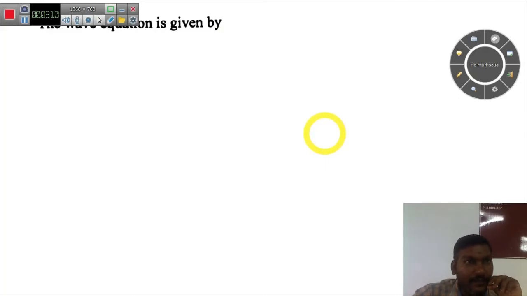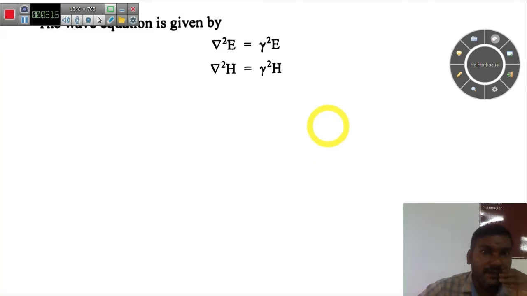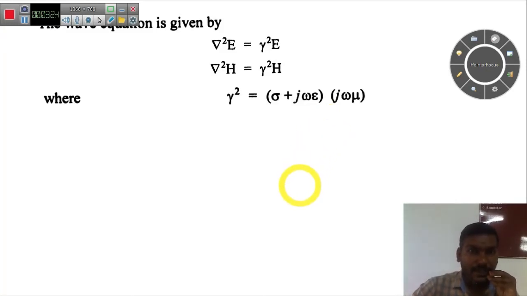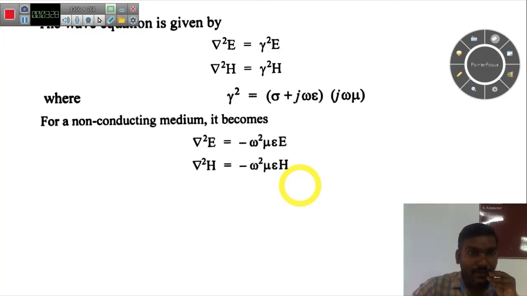And how can we find the solution here? This is the wave equation: del square E is equal to gamma square E, del square H is equal to gamma square H. And we can write gamma square in terms of sigma plus j omega epsilon into j omega mu. For a non-conducting medium, it becomes del square E is equal to minus omega square mu epsilon E, and del square H is equal to minus omega square mu epsilon H.